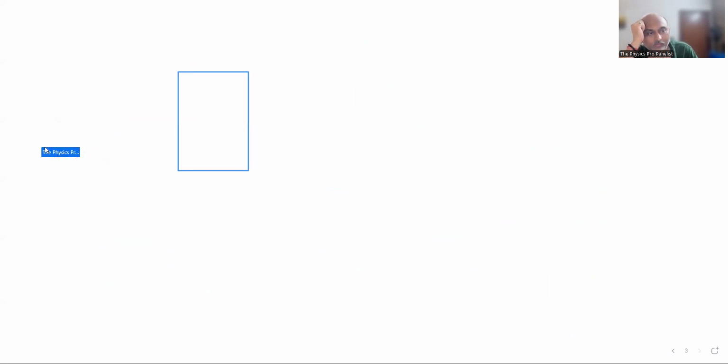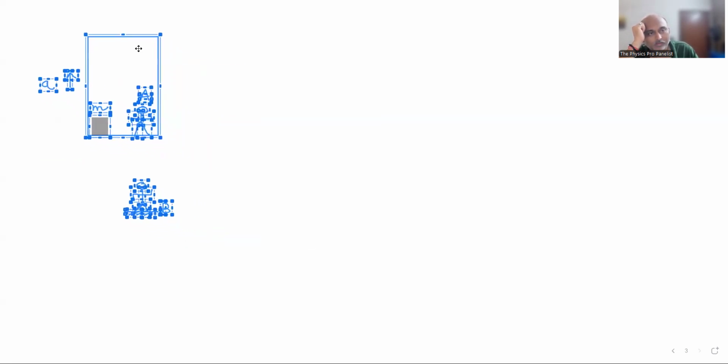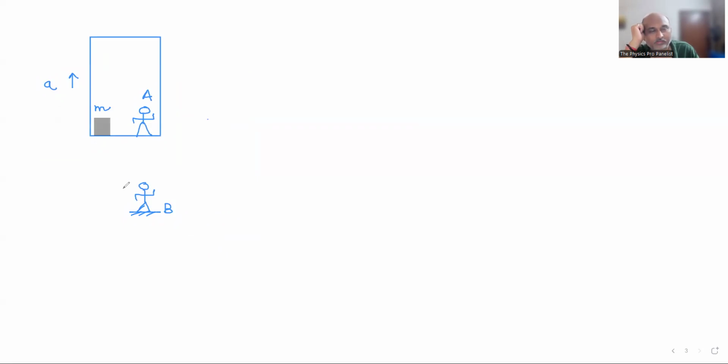Acceleration of the non-inertial frame. So here I have kept a box inside the elevator, and a man is standing inside the elevator. This is person A standing inside the elevator, and this is person B who is standing on the ground. Mass of the block is m. The elevator is moving up with an acceleration a.